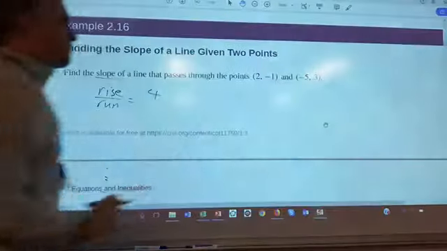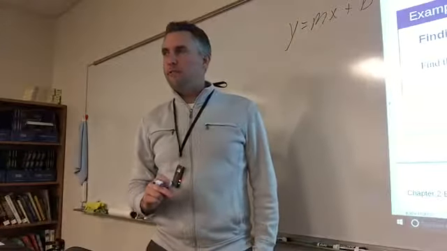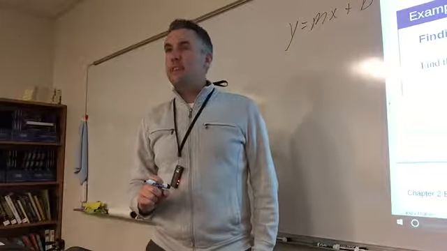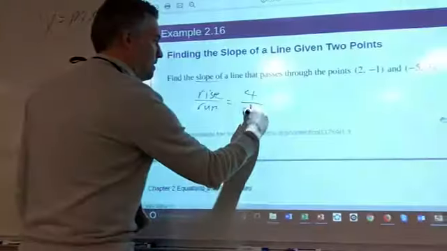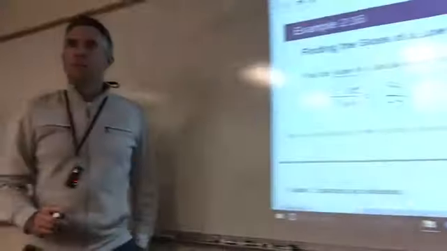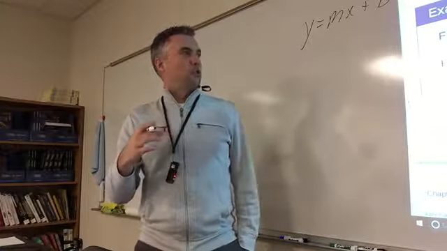If I'm standing at this point and I run to that point, how far did I run? From 2 to -5, that's -7. I ran 7 negative, right? So my slope is 4 divided by -7. You guys agree? So that's the slope between those 2 points.